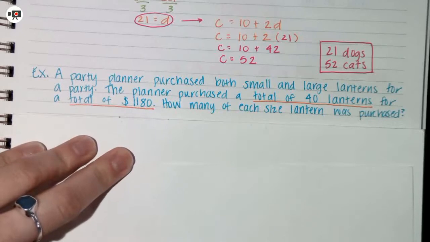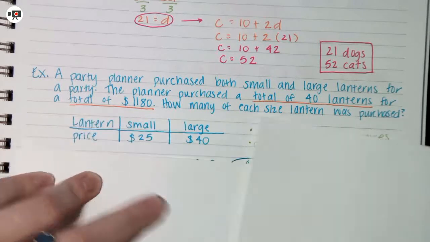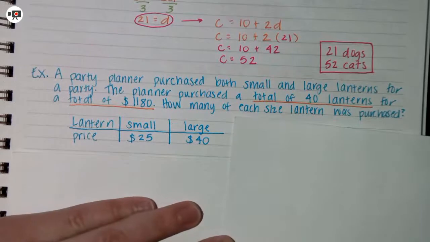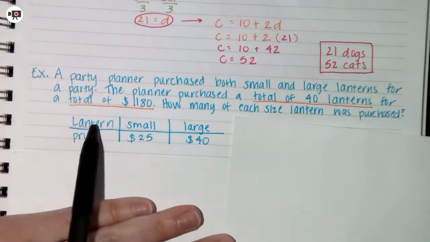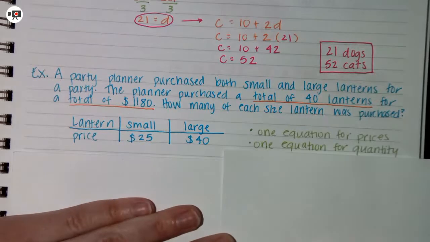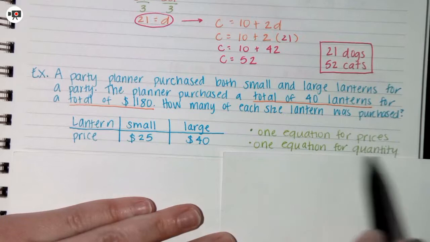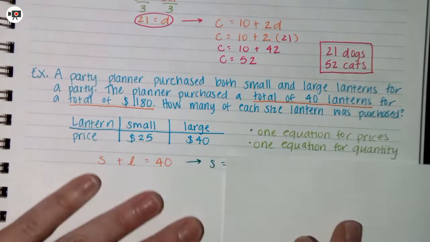A party planner purchased both small and large lanterns for a party. The planner purchased a total of 40 lanterns for a total of $1,180. How many of each size lantern was purchased? This one, I have some given information. So I have the size of the lanterns and the prices for each. I'm going to need an equation for prices and one equation for quantity, meaning how many of each.